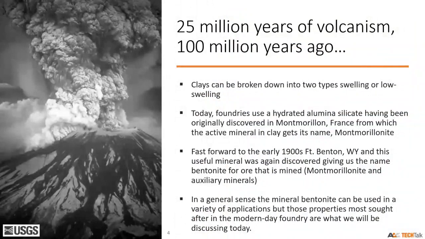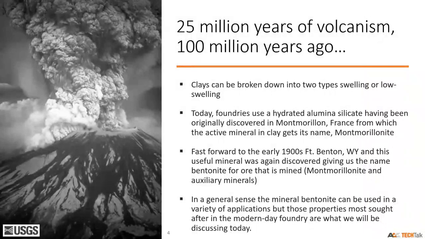So many of you may have seen this slide. This is a review of the origin of bentonite. Clays can be broken down into two types: swelling or low swelling. Today, foundries use a hydrated aluminum silicate, having been originally discovered in Montmorillon, France, from which the active mineral in clay gets its name, montmorillonite.